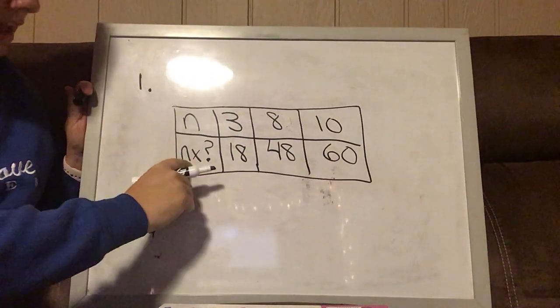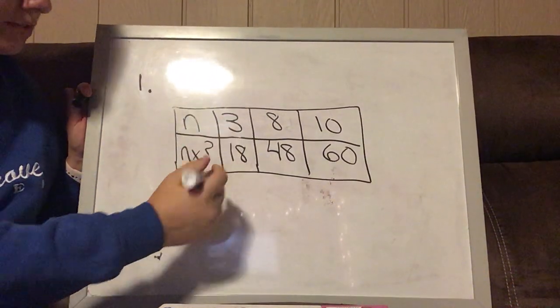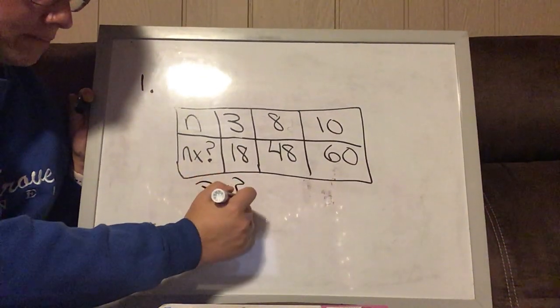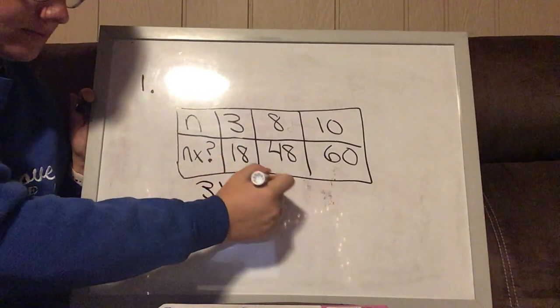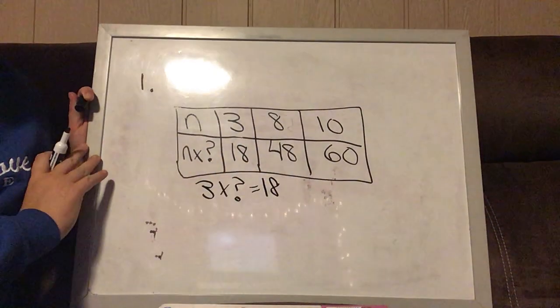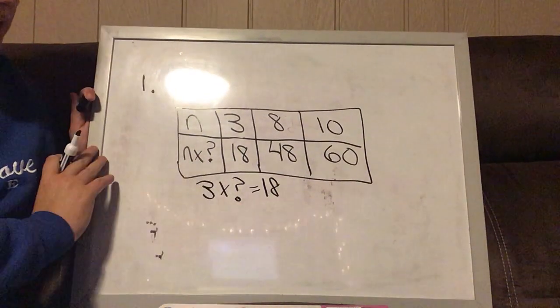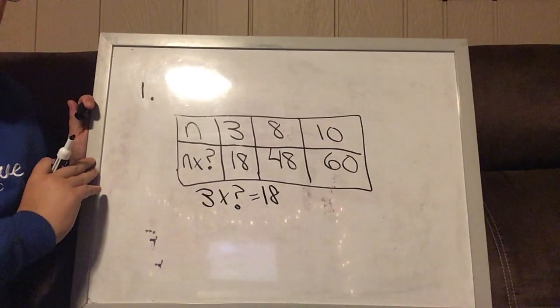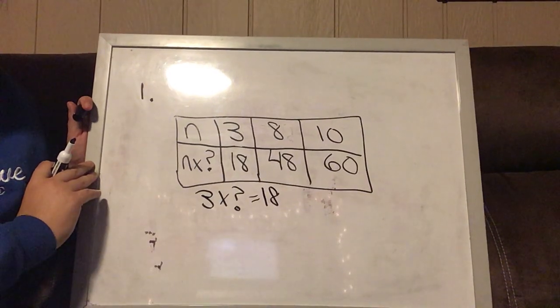Okay, so let's look and see what kind of pattern we can find. So my first one, n is what number here? 3. So 3 times what number equals 18? So what is 3 times what number is going to give me 18? Remember, you guys can use opposite computation to help you solve this too. Just the same way as you were to check your work.